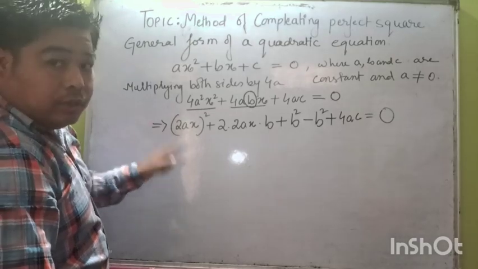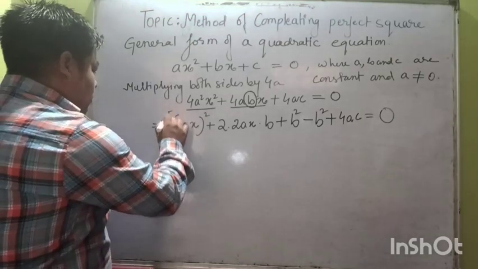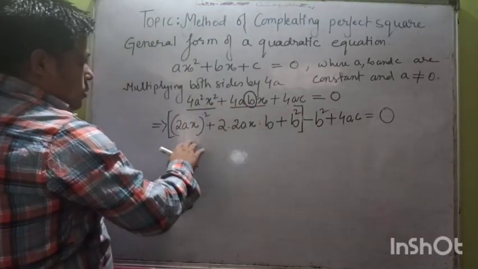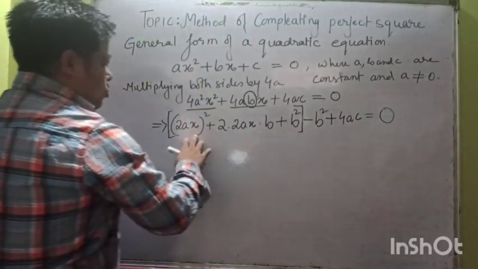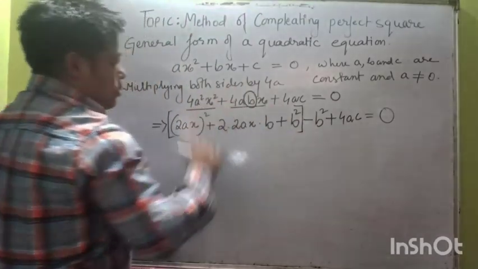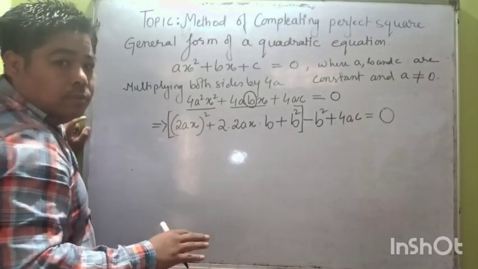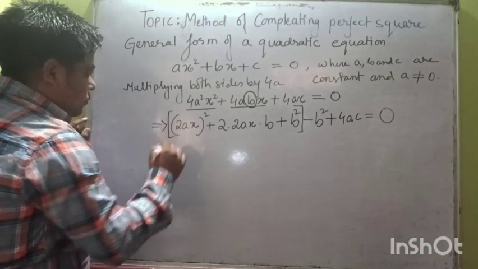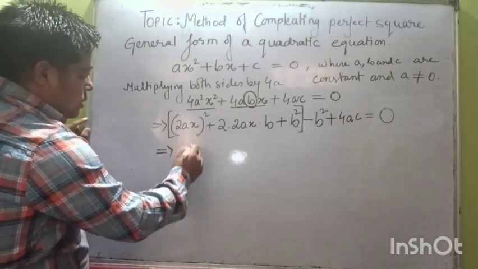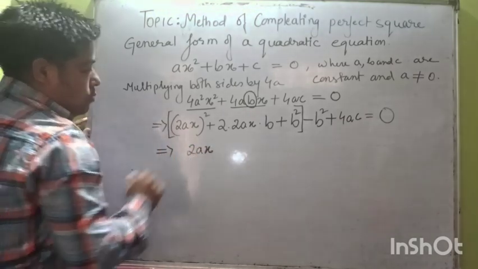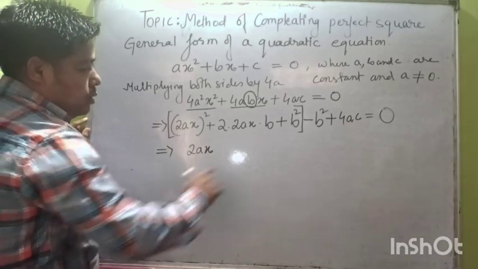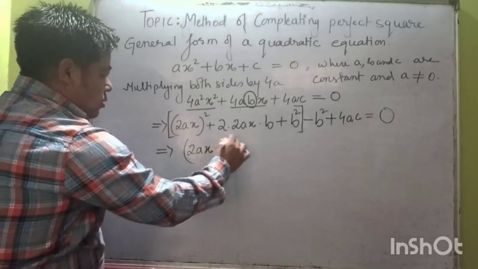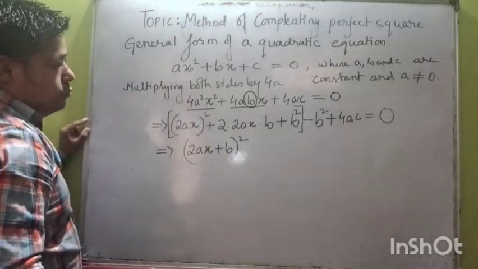Then, since we have written plus 4AC, I'm going to write equals to 0. Now, we have already known that from this part up to this part, it has a particular formula, that is A square plus twice AB plus B square. So it can be written in the form of A plus B whole square. So what is our A? Our A was twice AX. So this is our A. And what was our B? Our B is the B itself. So plus B whole square.